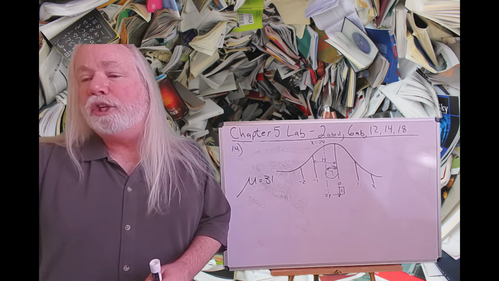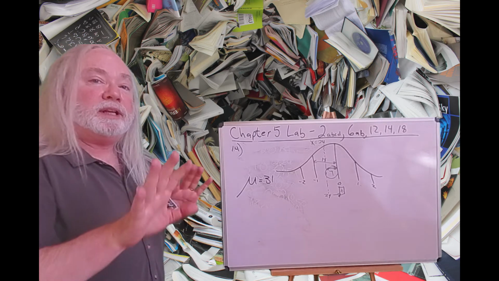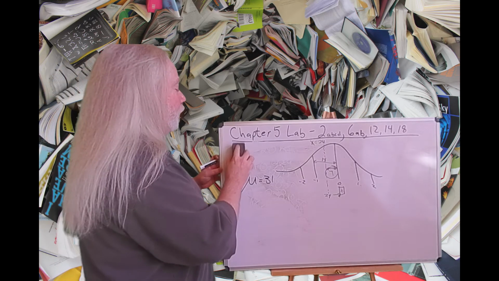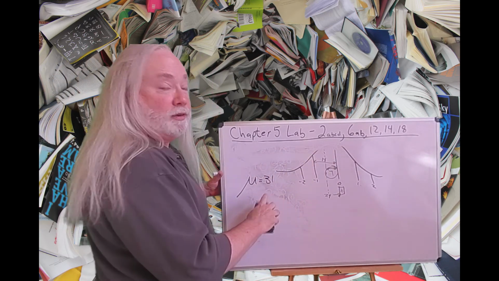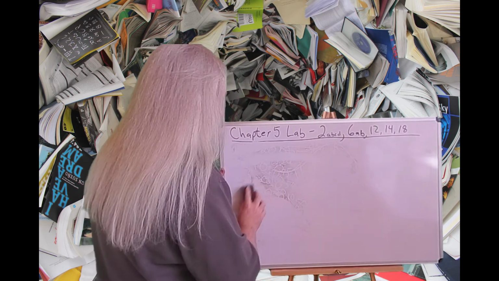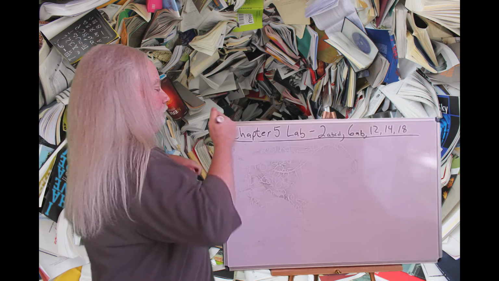Now for 14, you could have also worked a formula, plugged things in and solved it in that more algebraic way. Whichever way you solved it is fine with me, as long as you got the answer of population mean of 31 points. And then our last item for the Chapter 5 lab is question 18.